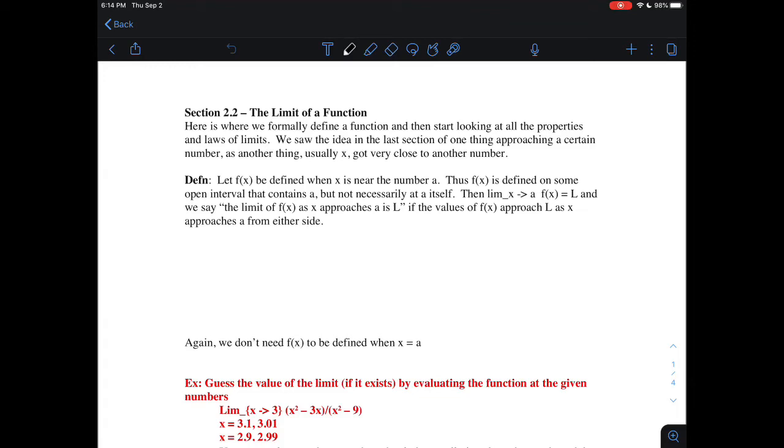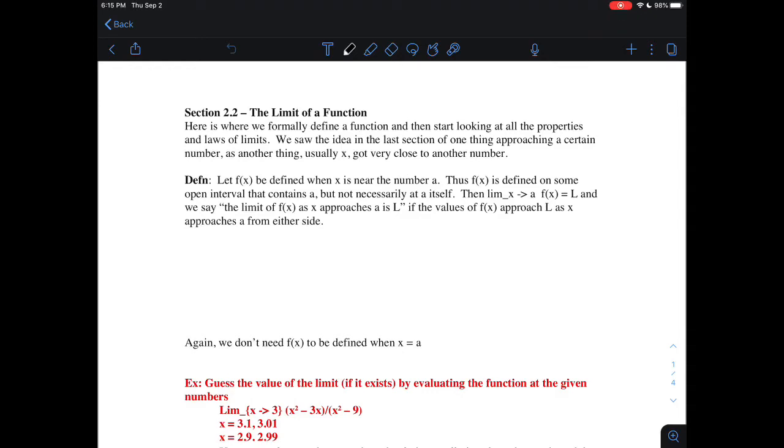At the end of section 2.1, we started to see the idea of what we were calling a limit. And here in section 2.2, we are going to formally define the limit of a function and then start looking at all the properties and laws of limits. The idea that we saw in the last section was of one thing approaching a certain number as something else, usually x, got very close to another number.